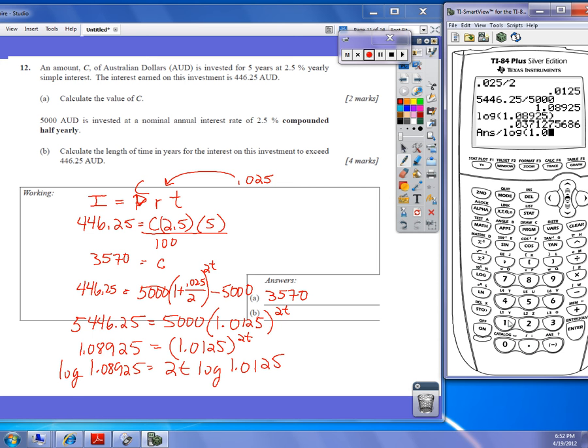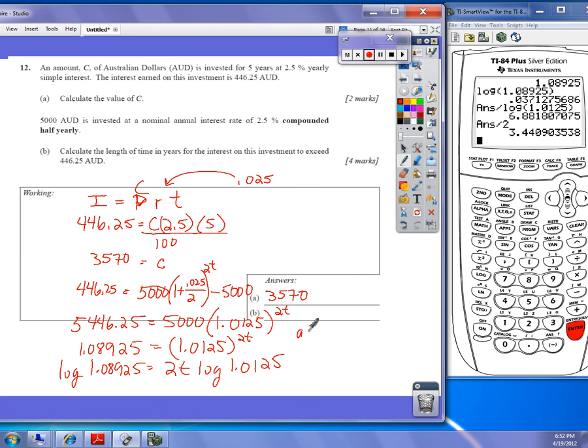1.0125, close the parentheses. And now to find exactly what t is going to be, I'm going to divide by 2. So that answer divided by 2, and I end up with 3.44 years.